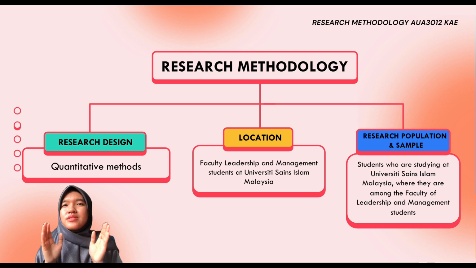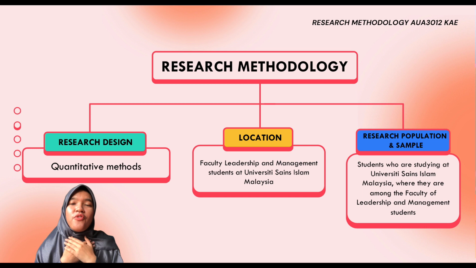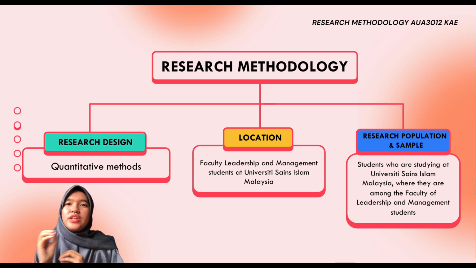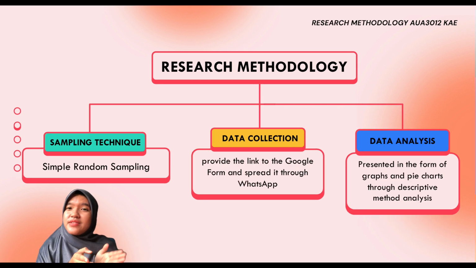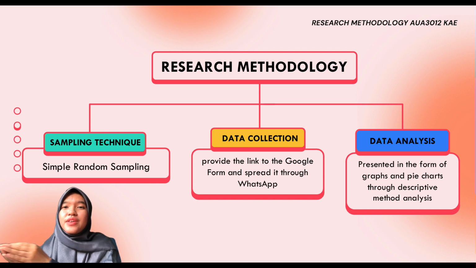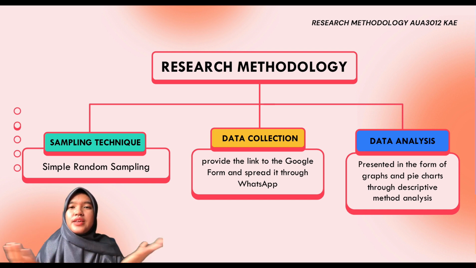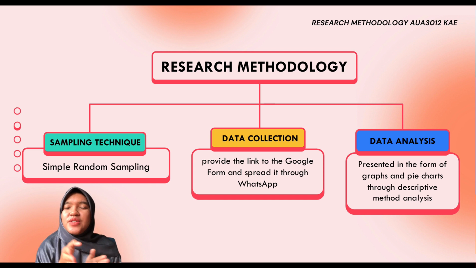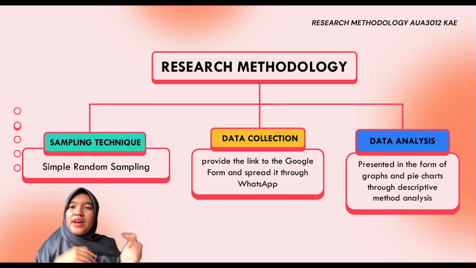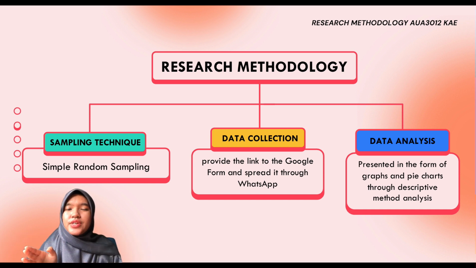Thirdly is the research population and sample. For my research, I choose students who are studying at Universiti Sains Islam Malaysia, among the faculty of leadership and management students. I use a sampling technique, which is simple random sampling, where I will spread the link randomly among faculty leadership and management students. Next is data collection. For data collection, I will provide the link to the Google Form and spread it through the WhatsApp application, so it is easy for students to reach it and fill in the Google Form.